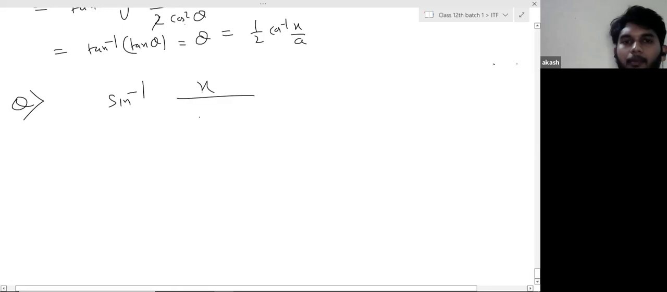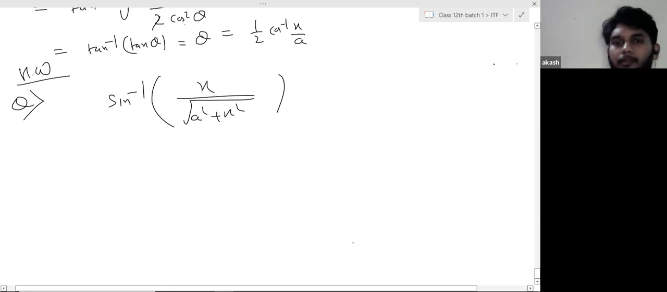sine inverse x upon a square plus x square. All right, this you have to solve. Write this for your homework. This is your homework question. Write it down.